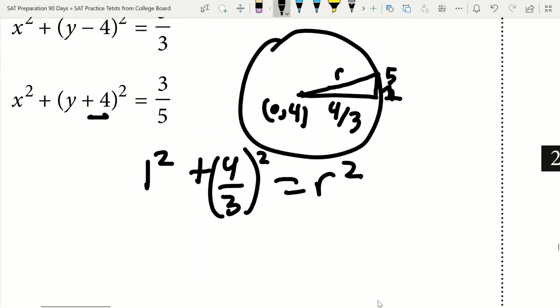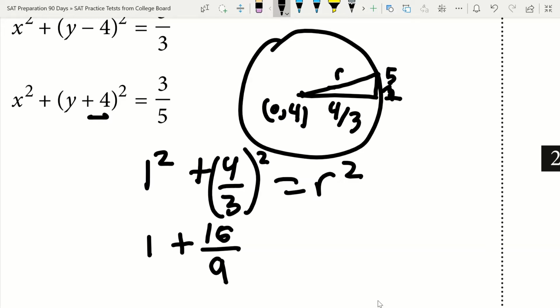We do 1 squared, which is just a 1, and then we add 4 over 3 squared. So when we're doing 4 over 3 squared, what we're going to do is square 4. 4 times 4 gives us 16, and then we do that over 3 squared. 3 squared is 9, so we're going to have 16 over 9.